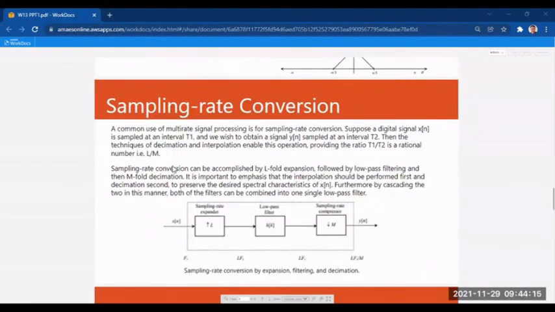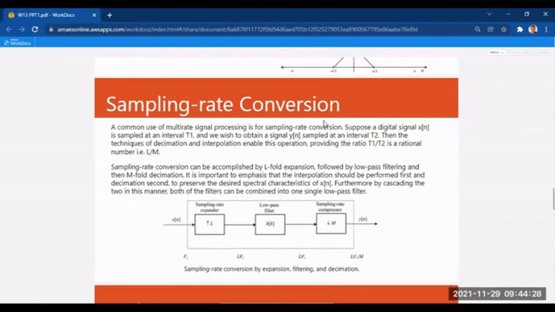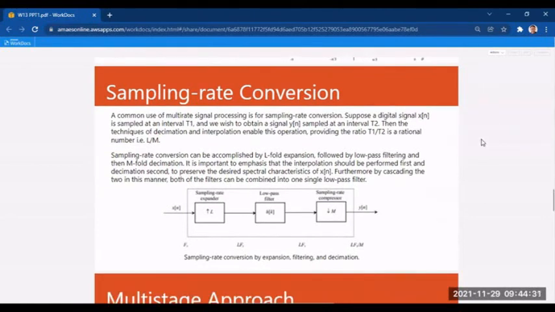Let's proceed. Sampling rate conversion. A common use of multi-rate signal processing is sampling rate conversion. Suppose a digital signal x of n is sampled at an interval t1, and we wish to obtain a signal y of n at an interval t2. Then the techniques of decimation and interpolation enable this operation, providing the ratio t1 over t2 is a rational number.